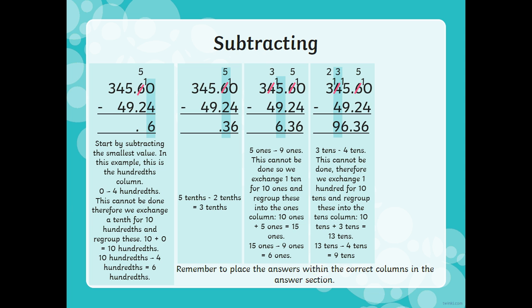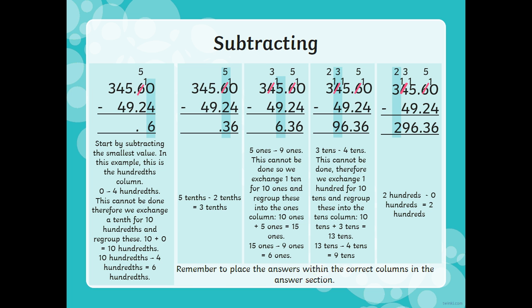3 tens subtract 4 tens. This also cannot be done. Therefore, you exchange 1 hundred for 10 tens and you regroup those into the tens column. So we now have 13 tens subtract the 4 tens gives you 9 tens. There's a lot of regrouping in this example. And finally, our last one will be the 2 hundreds subtract 0 hundreds gives us 2 hundreds.